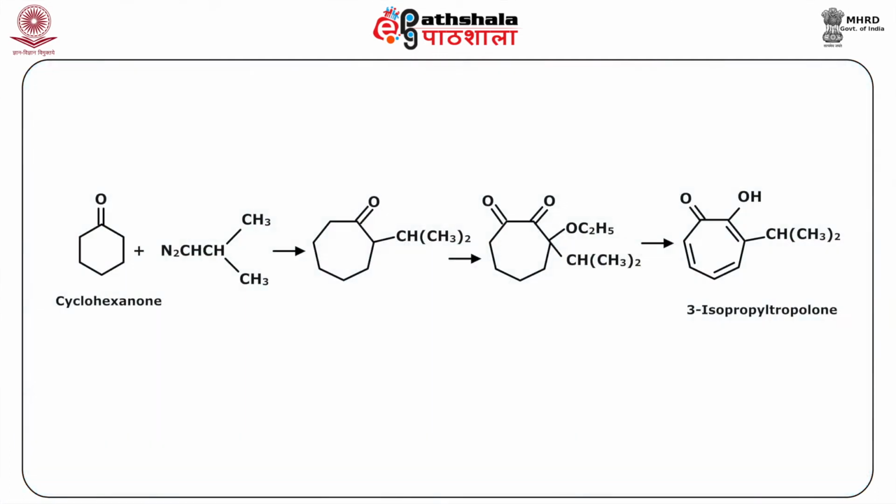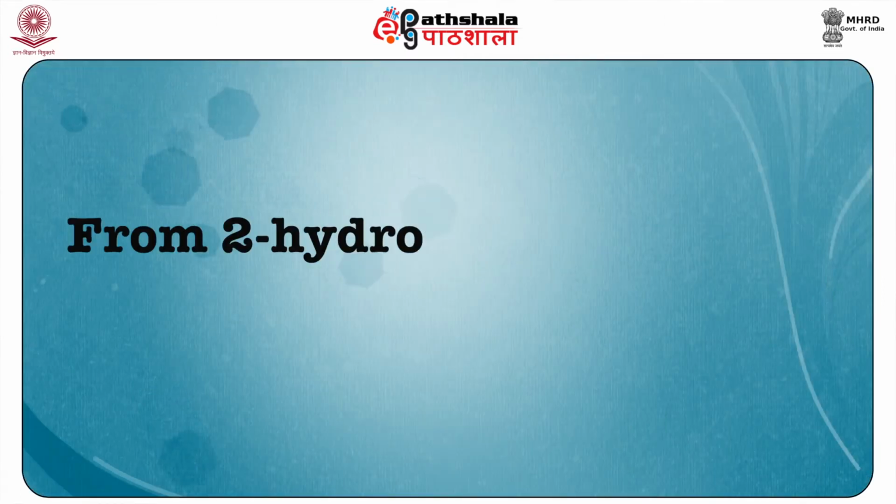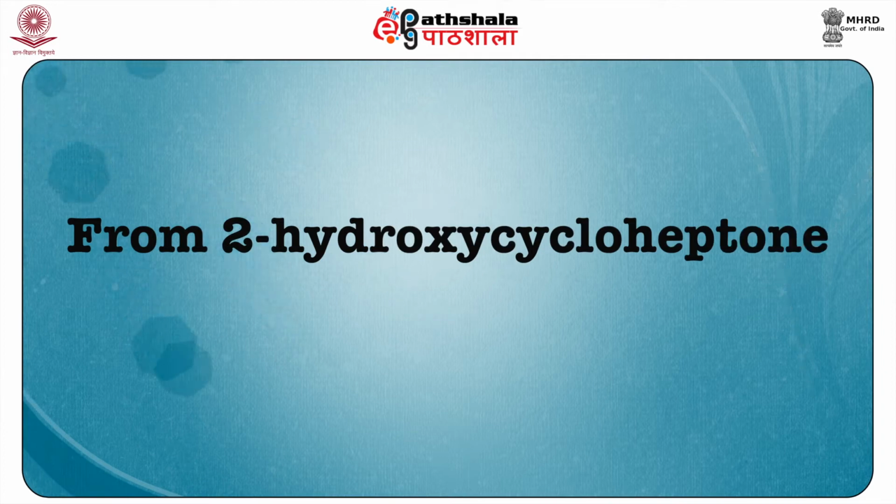The ring expansion of isopropyl cyclohexanone with diazomethane fails, but the desired ketone, which is shown in this figure, is obtained from ring expansion of cyclohexanone by the reaction with diazoisobutane. Its oxidation by selenium dioxide in ethanol yields, rather than the simple dione, a derivative which loses ethanol during the remaining stages and affords the desired product. The other method to synthesize these derivatives is from 2-hydroxy cycloheptanone.